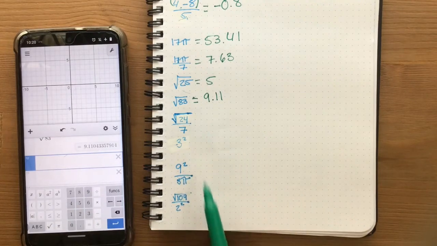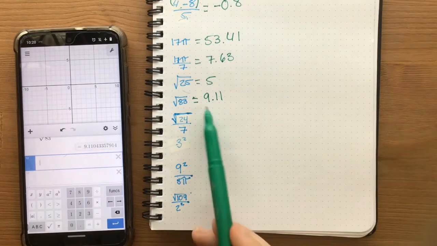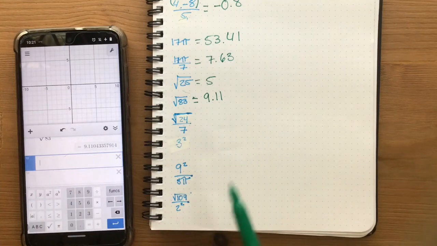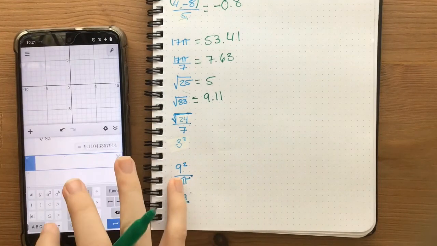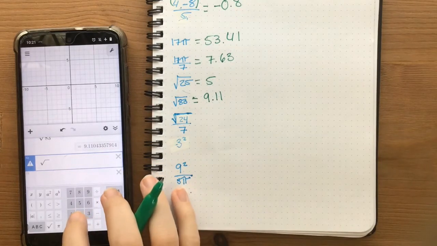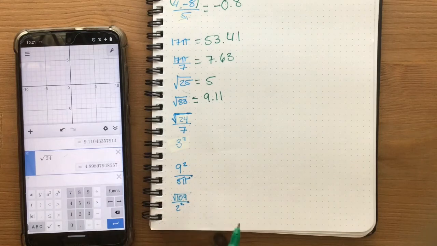Okay, and then we're going to get into kind of mixing these all together. Most of the time we don't really need to mix them all together, but occasionally on STAR tests you're going to see them mixed up like this, where they have square roots and fractions and all sorts of stuff. So then the square root of 24 over 7, so this is another one where you're going to have to pay attention to what your calculator types in.